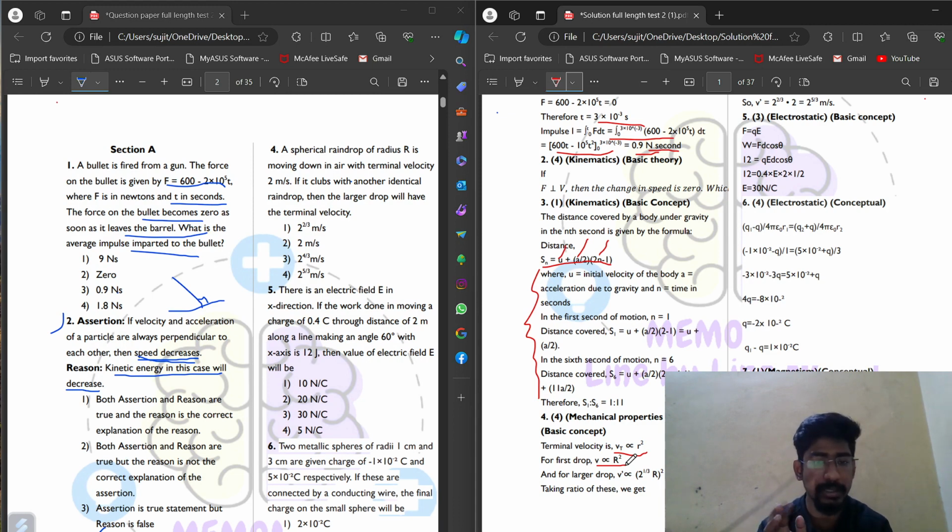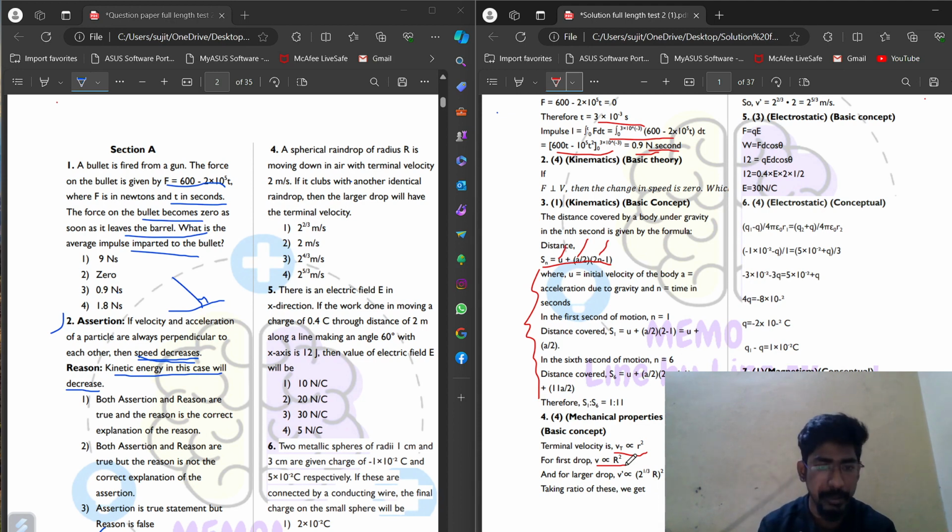So the radius will change. How will the radius change? If you remember, there was a problem in full test 1, and I think it was explained in the same way. If you club two particles together, you have to calculate the volume of the particle.